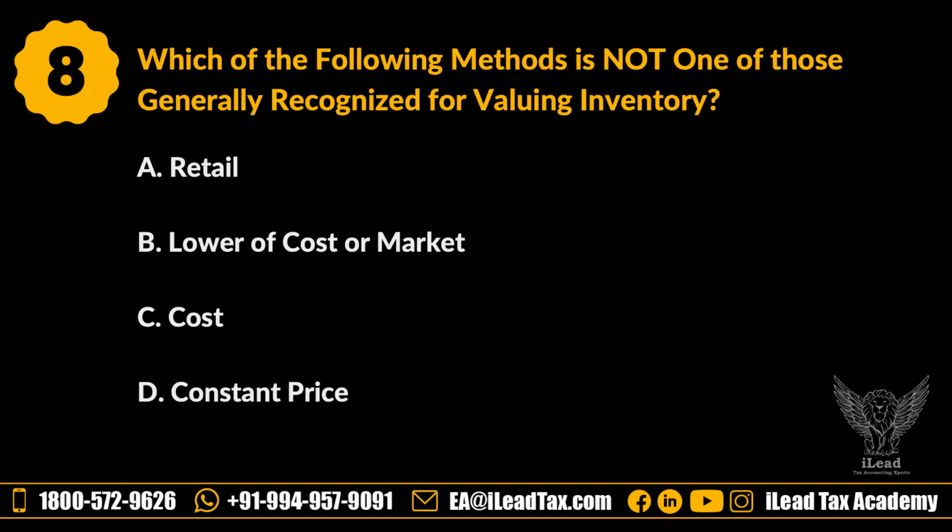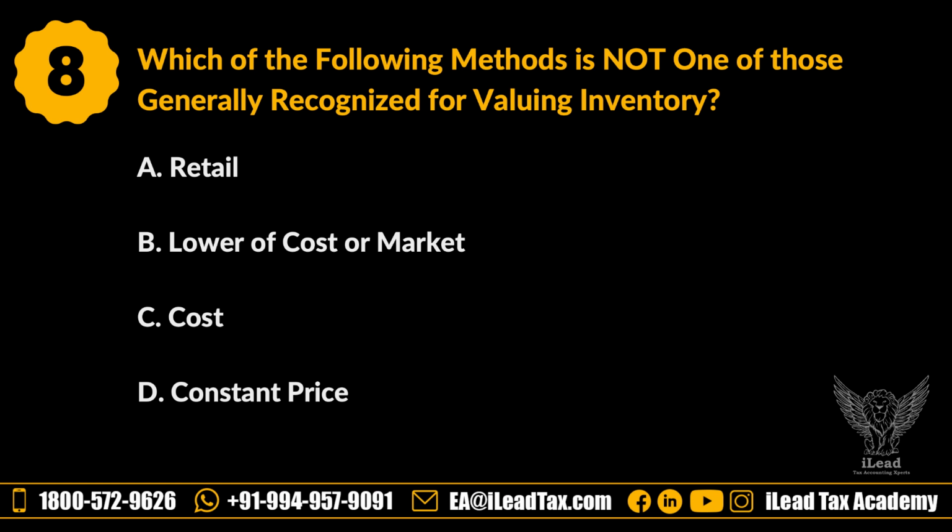So option A, retail method. Retail method is a recognized inventory valuation method where the value of inventory is determined by applying a predetermined cost to retail ratio to the retail value of the inventory. It is commonly used in retail businesses. So option A is wrong because it is a recognized inventory valuation method.